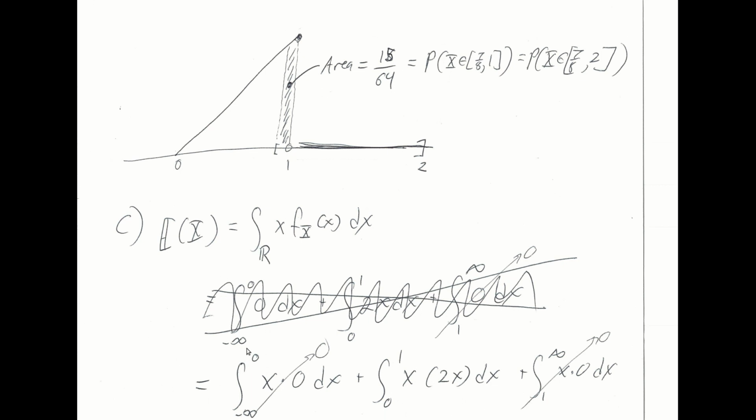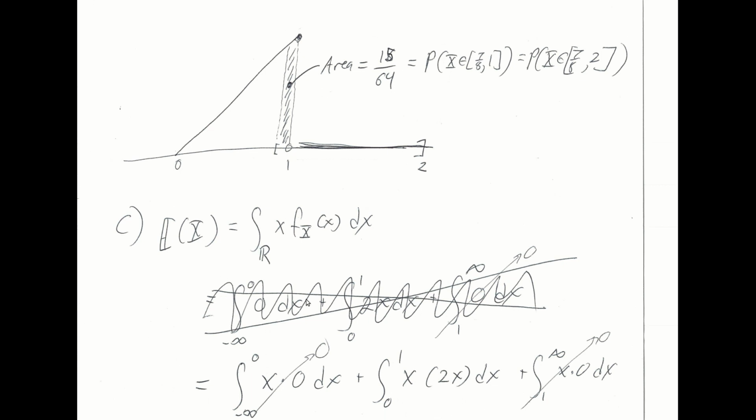And between negative infinity and 0, little f is just 0. Between 1 and infinity, little f is just 0. But between 0 and 1, little f is equal to 2x. So these two outer integrals drop off, and I'm just going to be left with this integral between 0 and 1 of x times the density function, which in that region is equal to 2x.